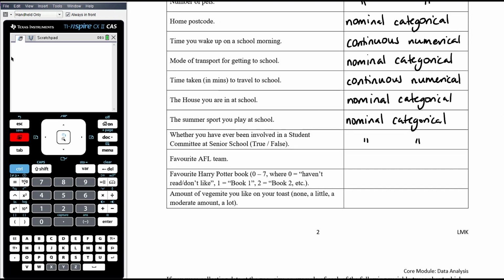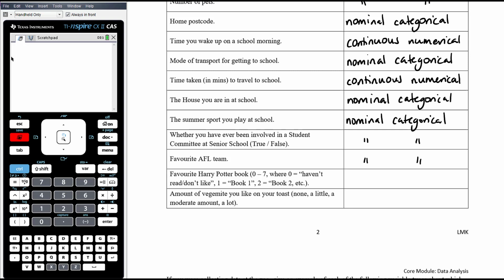Favourite AFL team. Okay, so again, categories definitely, not numerical, but nominal, categorical. Favourite Harry Potter book. And the data is going to be collected using a number from 0 to 7, where 0 represents I haven't read or don't like Harry Potter books. 1 is obviously book 1, 2 is book 2, up to 7 for book 7. So the data recorded will be numerical, but those numbers represent categories. It doesn't make sense to average them. It would be meaningless to know that the average favourite book is 3.7.